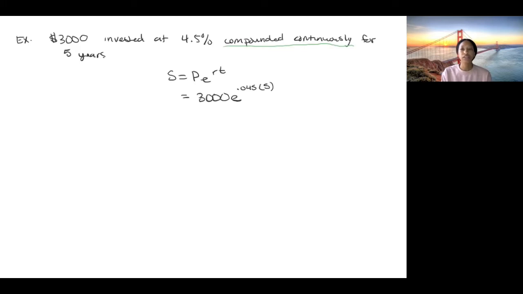On your calculators, you should have an e to the x button. It's usually near the ln button. If you have a TI-84, it's going to be on the left side next to the 7 or 4. So we'll type in 3,000 and then e to the 0.045 times 5 power. This would be $3,756.97.